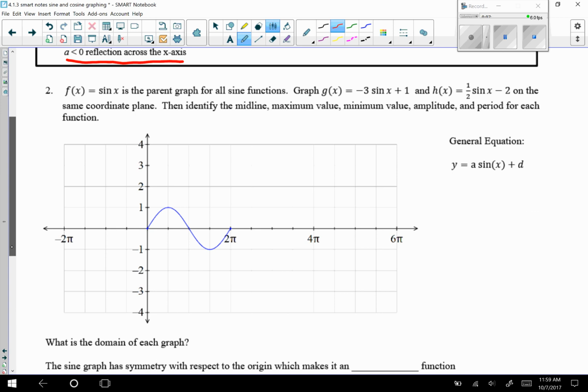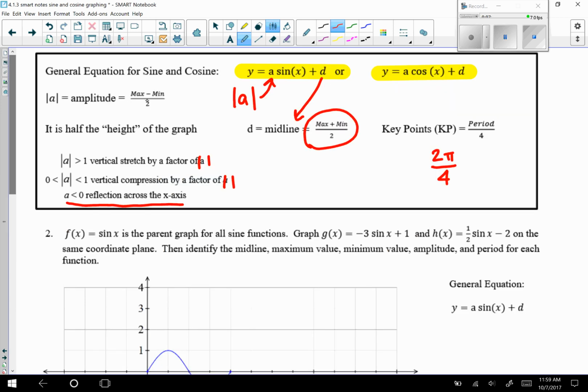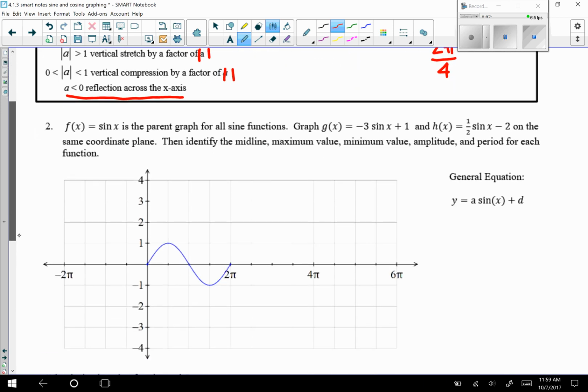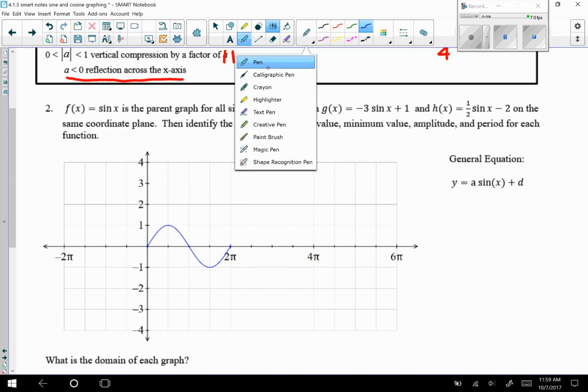Looking at question number 2 here, it says the sine of x is the parent graph for all sine functions. We want to graph -3 sine of x plus 1 and 1/2 sine of x minus 2, and then state all of this information here. For this graph, if we think about first just our sine graph, remember whenever you're graphing these, you want to really make sure that you're always on your x-axis writing down what your key values are equal to.